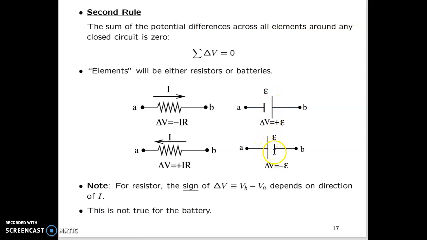If I turn the battery around, again, it doesn't matter for batteries what direction the current is flowing. If I turn the battery around and I go from A to B, I'm going from the high potential to the low potential side of the battery. So the potential difference must decrease. How much? Whatever the EMF of the battery is. So it's minus E if we neglect the internal resistance of the battery, which we usually do.